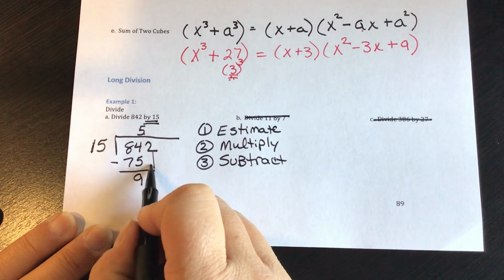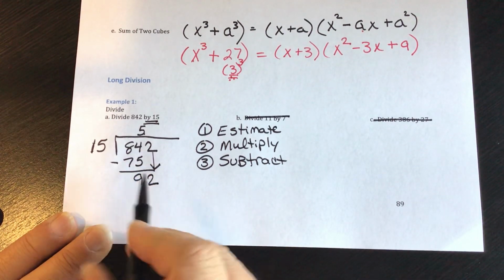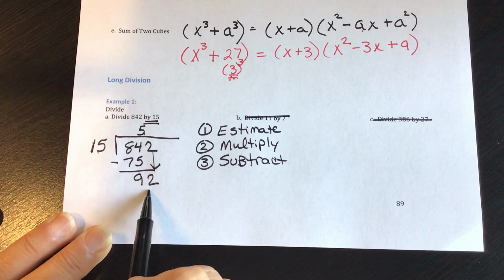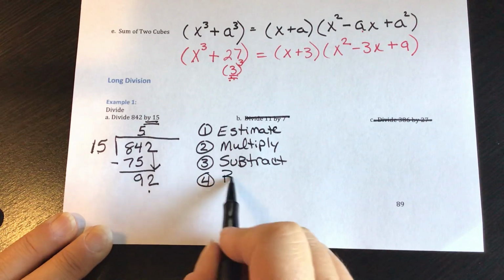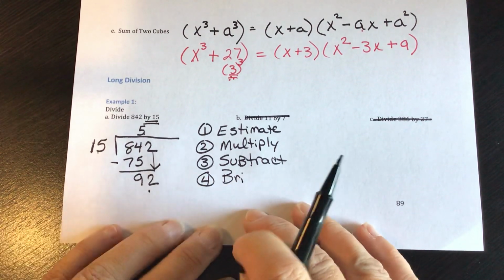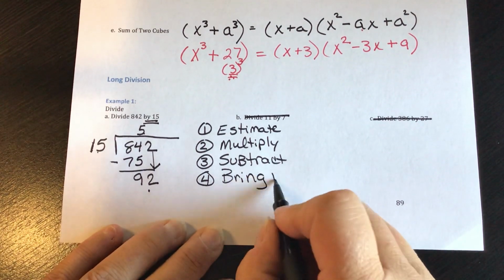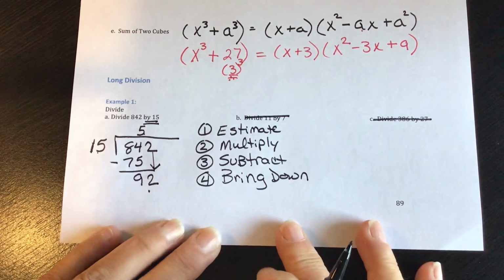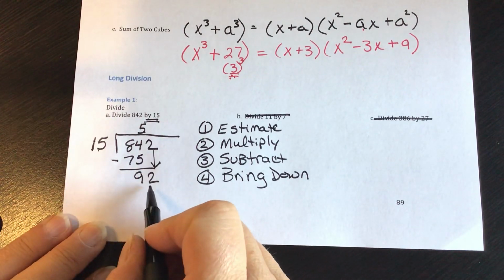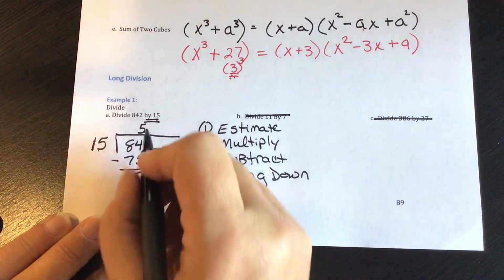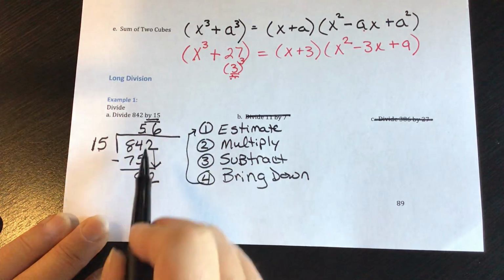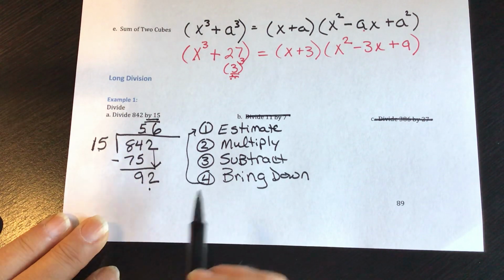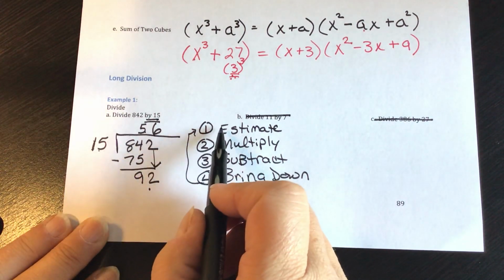And then the last thing I would do is bring down the 2. So 15 would go into 92. So number 4 would be bring down. The next number, 15 goes into 92 6 times. So I'm starting the process back again. As long as I have numbers here to bring down, I will repeat this process.